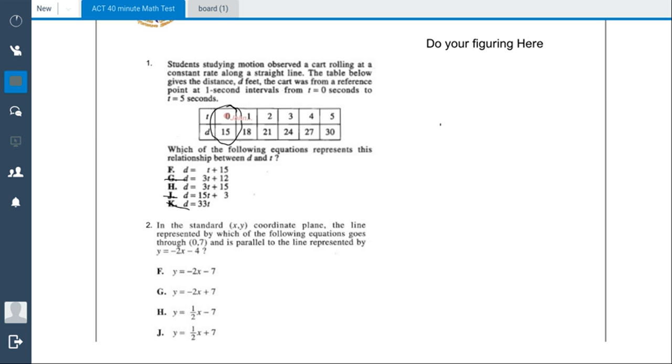Then I notice that as these all go up by 1, each one of these goes up by 3. And so that's the slope. It's 3 over 1. So 3 over 1 would be H.